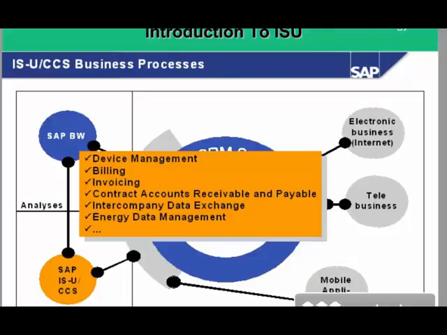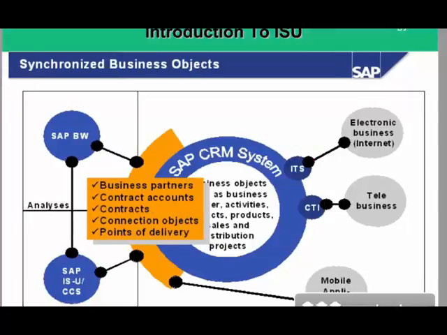SAP ISU is the master for device management, billing, invoicing, contract account receivable and payable, intercompany data exchange, and energy data management. These are the modules that are there in the SAP ISU system. Data entities that get exchanged between SAP CRM, BW and ISU are business partner, contract account, contract, transaction object and point of delivery.